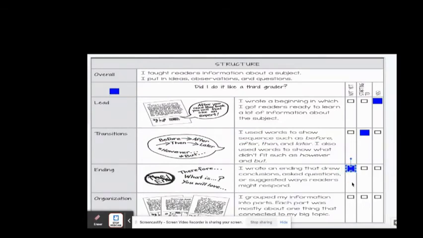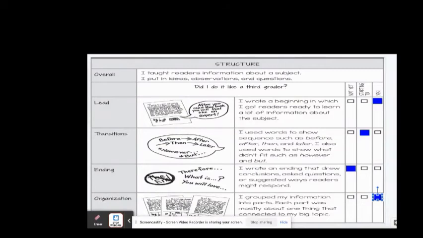All right? Now, the next portion is organization. I grouped my information into parts. Each part was mostly about one thing that connected to my topic. If you said yes, excellent. If you said starting to, great job. And if you said not yet, don't worry. Go in and add that information in. It's okay to not have everything perfect, but it is important, since we are at the end, for you to review your writing, reread it, and make sure you have the parts that you need in it to have the proper structure.